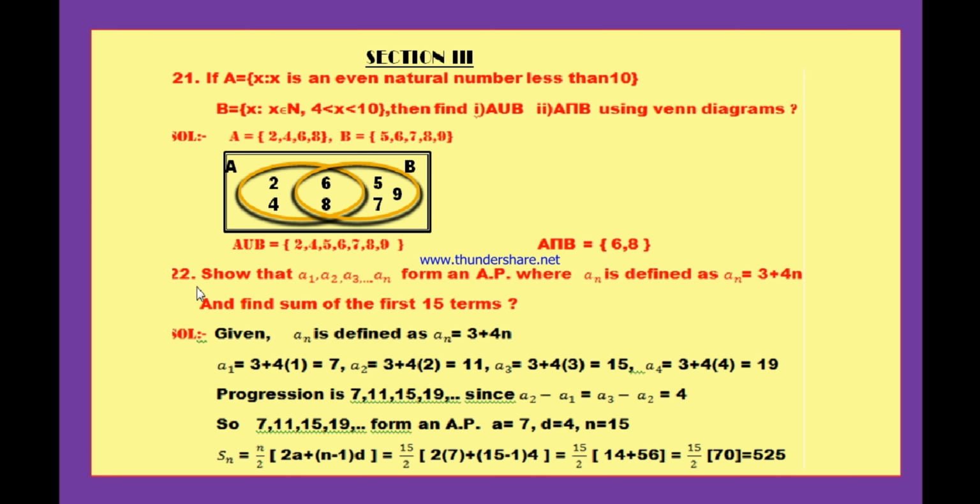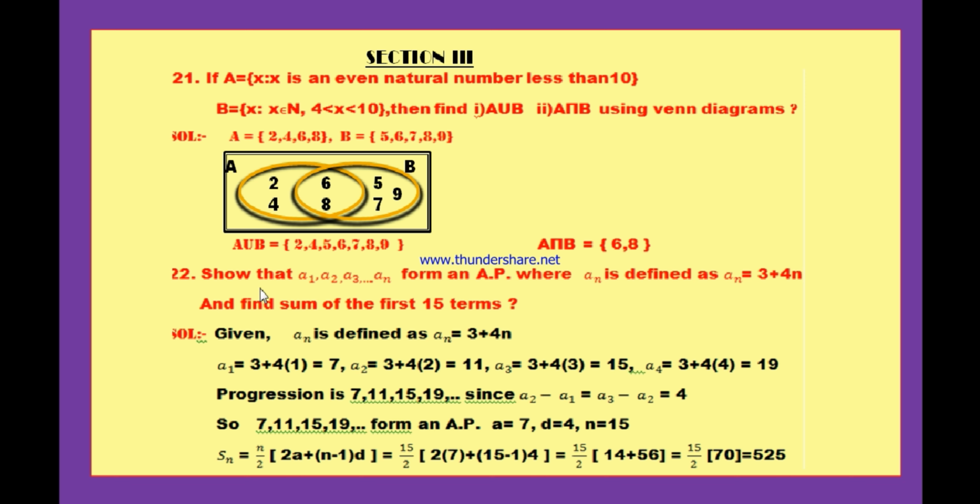Now, question number 22. Show that A1, A2, A3, and so on, An form an AP where An is defined as An is equal to 3 plus 4n, and find the sum of the first 15 terms.